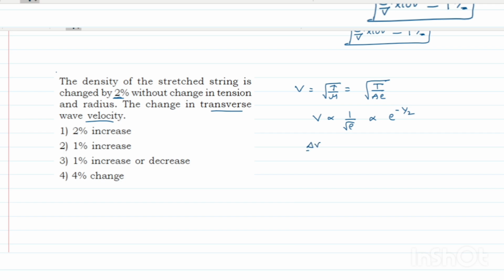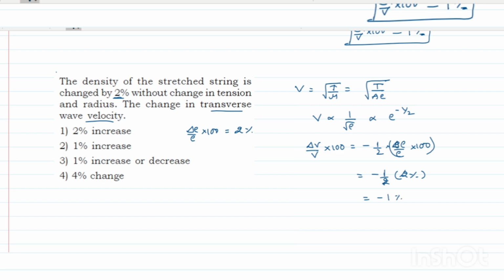That means for small changes, delta v by v into 100 is minus 1 by 2 into delta rho by rho into 100. Delta rho by rho into 100 is given as 2%. So it is minus 1 by 2 into 2%, which gives minus 1%.